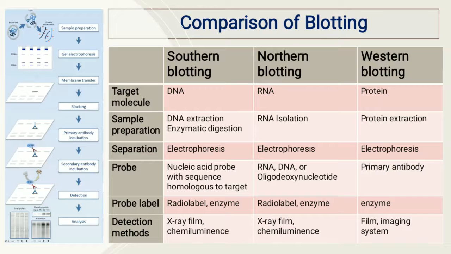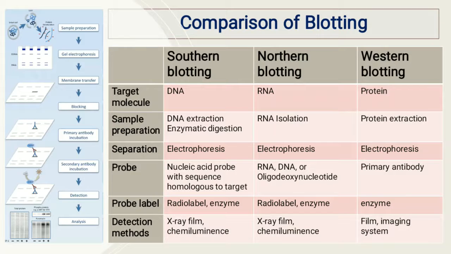In Northern blotting, we use an RNA, DNA, or oligodeoxynucleotide probe. In most cases we use complementary DNA because it has a high binding affinity with our target RNA. In Western blotting, our probe is the primary antibody. Probe is basically used to detect a target protein.